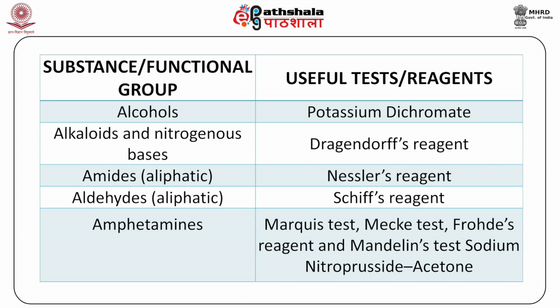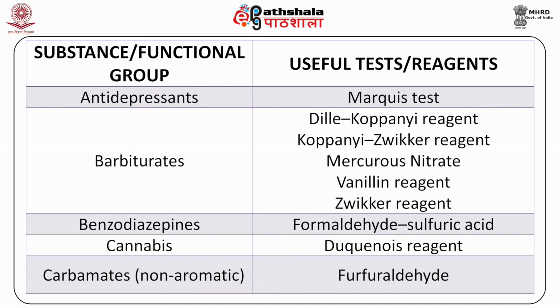For alcohols it is potassium dichromate. For alkaloids and nitrogenous bases it is Dragendorff's reagent. For aliphatic amides it is Nessler's reagent. For amphetamines it is Marquis test, Mecke's test, Froehde's reagent and Mandelin's test, sodium nitroprusside and acetone. For antidepressants, Marquis test. For barbiturates, Dille-Koppanyi reagent or Koppanyi-Zwikker reagent, mercurous nitrate, vanillin reagent and the Zwikker reagent.